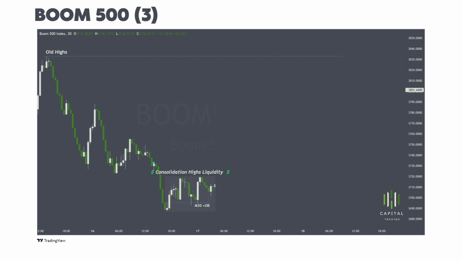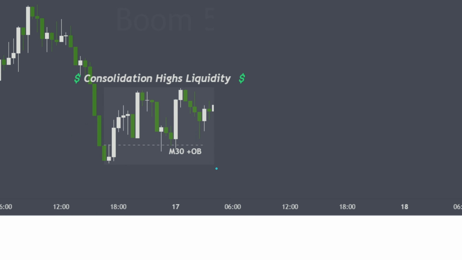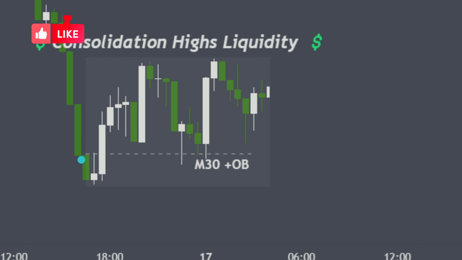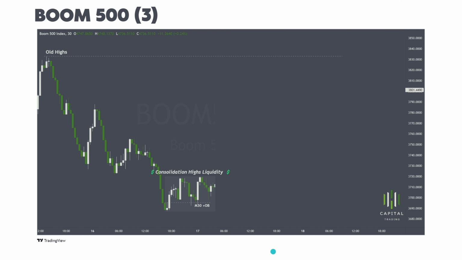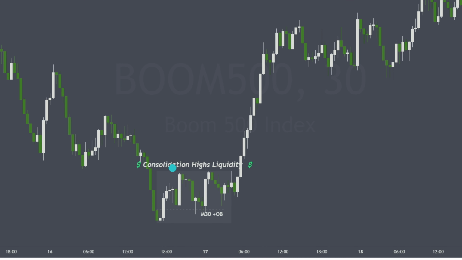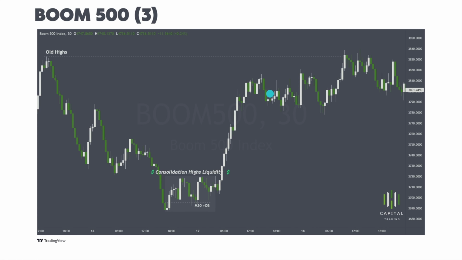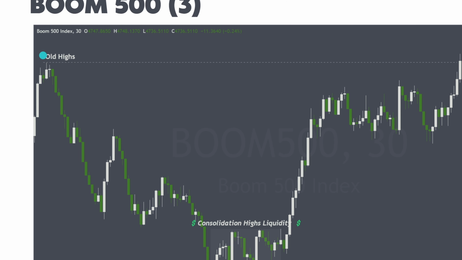So we had price dropping for some time on Boom 500. Then at some point it paused by ranging. As it was ranging, it was consolidating. But as it consolidated, we had this last down close candle. We had price reaching into it, and then we wanted to see if it's going to spike up to reach into these consolidation highs. It did, but then eventually reached into these old highs above here. So that's what price did.